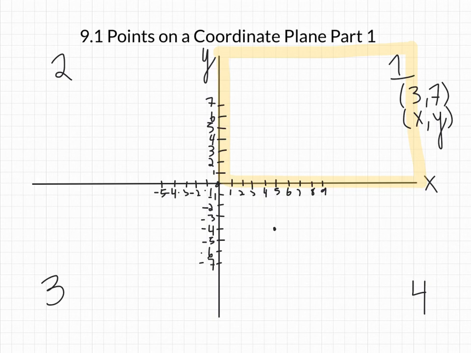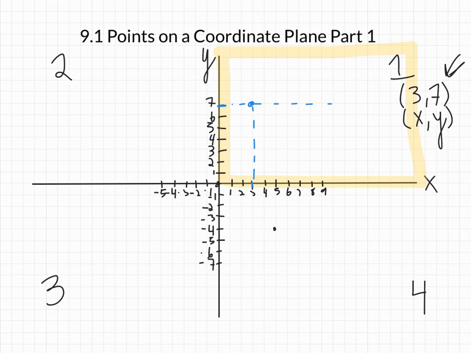So if I'm trying to put this point, the 3, 7, somewhere on this graph, and I know that the 3 is going to be the x and the 7 is going to be the y, here's what I'm going to do. I'm going to go to the 3 on the x, which is right here, and I'm going to go to the 7 on the y, which is right here, and I'm going to put the point right here. If I had an imaginary line where the 7 is, this is where that line would be. And if I had an imaginary line where the 3 is, that's where this line would be.